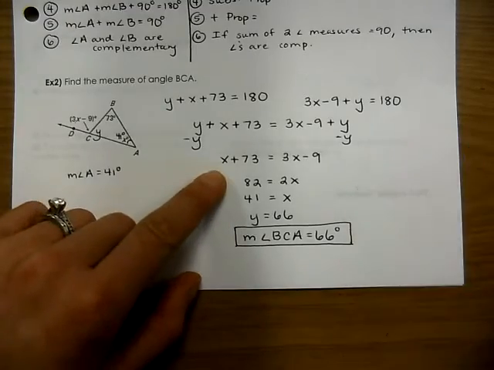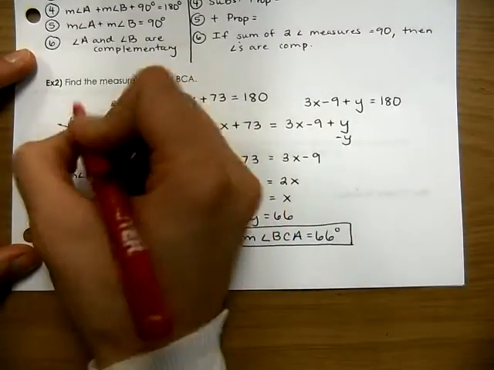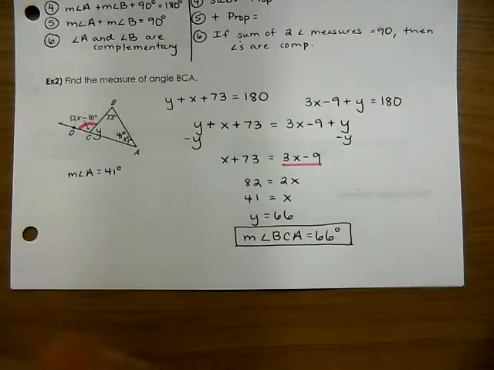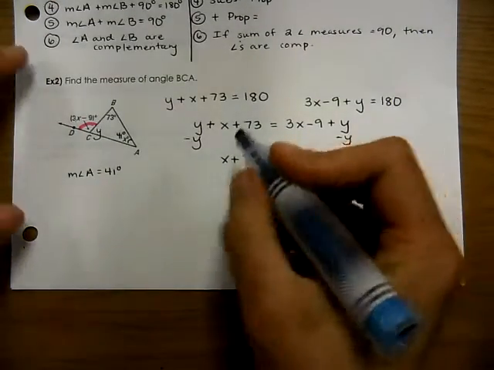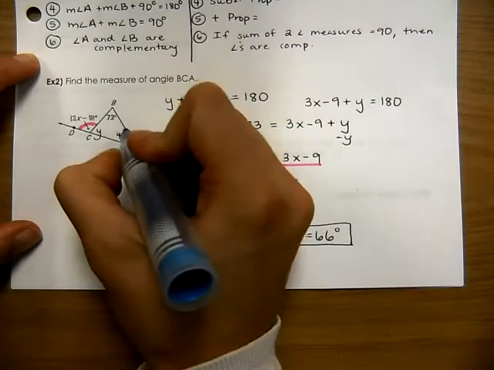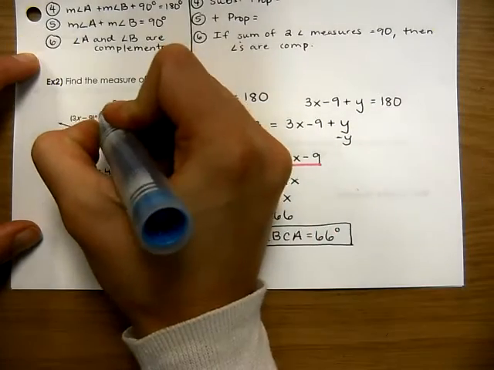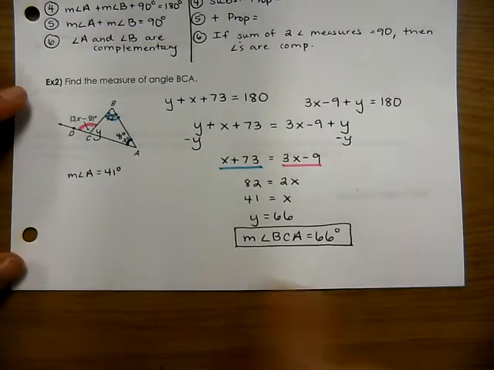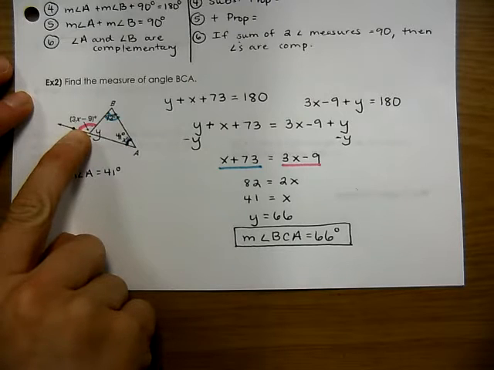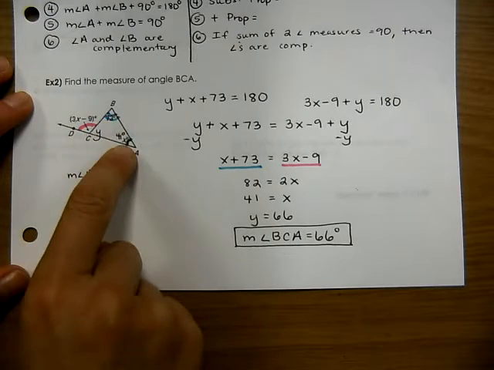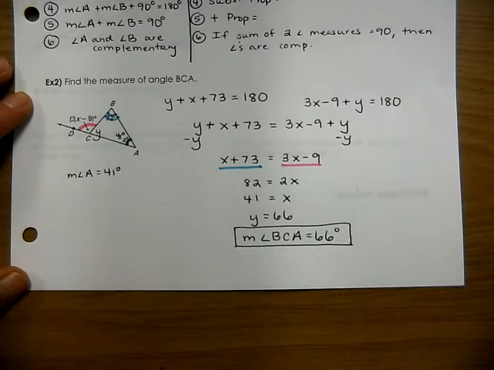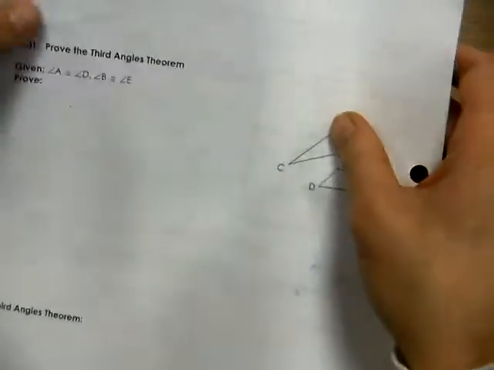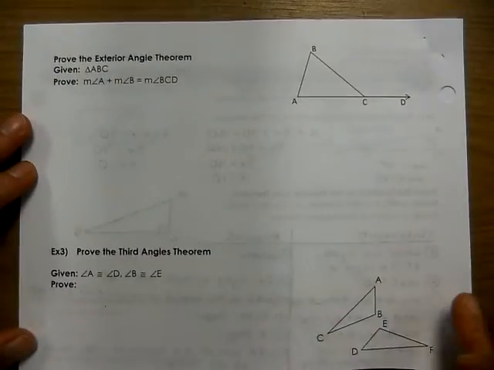So I'm going to go back up earlier here. This 3x minus 9, that angle measure right there, I see that right here. And this x plus 73 is this angle plus that angle. So what the theorem we're about to prove says is that the measure of the exterior angle of a triangle is equal to the sum of the measures of the non-adjacent interior angles. So let's flip to the next page and see if we can prove that.